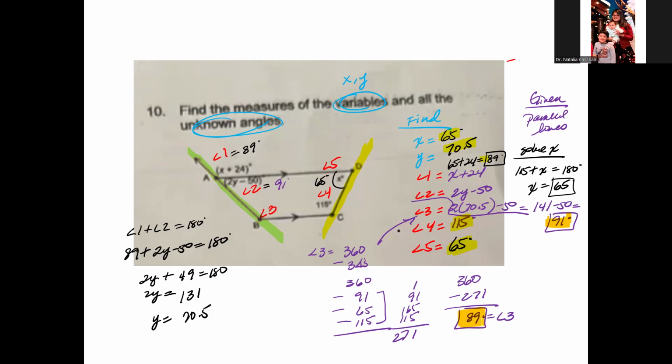Oh, it's 50. Are you sure? 360. No, look. 360, just minus 65 minus 115 minus 91. It's 90. Oh, it's close, but not quite. No, it's 89. It's 89. We put 90. Oh, is it 89? Then I did it correctly. Okay, cool. And that's it.